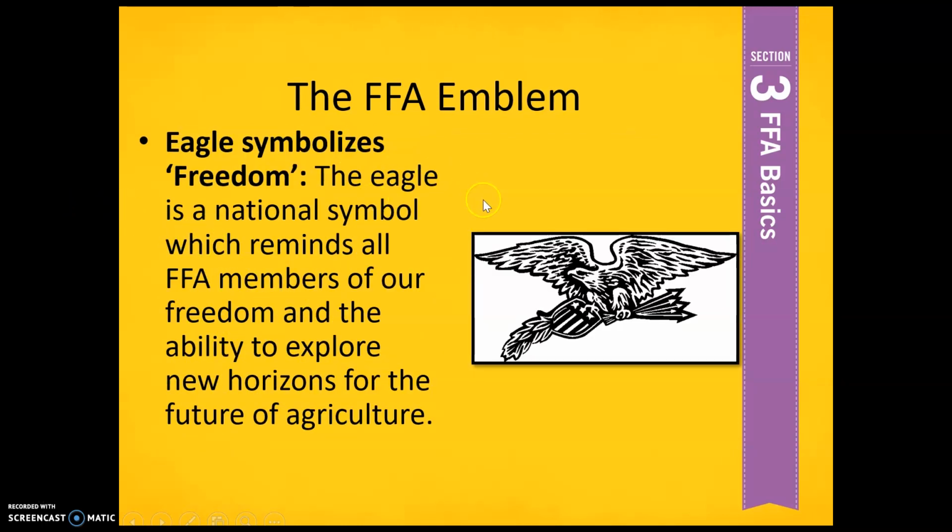At the top of the FFA emblem, seated at the top of the cross section of corn, you'll see an eagle, and that eagle represents freedom. Obviously, the eagle is our national bird. It's a national symbol of the United States, and that reminds all FFA members that they have the freedom to explore new horizons in the future of agriculture.